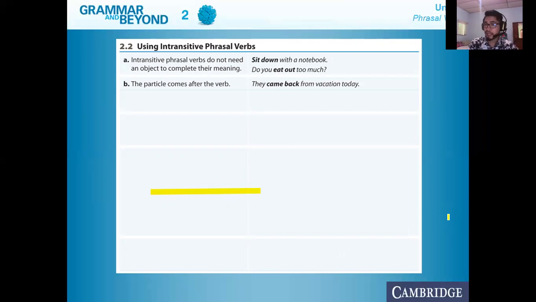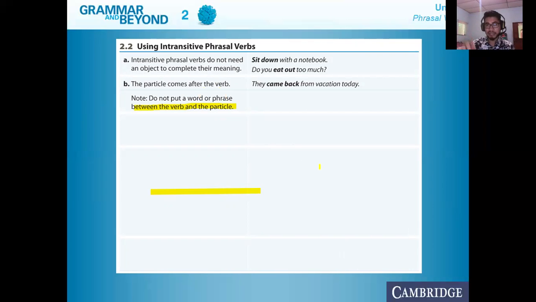They came back from their vacation today. They came back. Can we answer who and what? No, okay? So we continue, and "came back" means that they returned from a place. Note: do not put a word or phrase between the verb and the particle. This is really important. That means that the phrasal verbs cannot be separated.